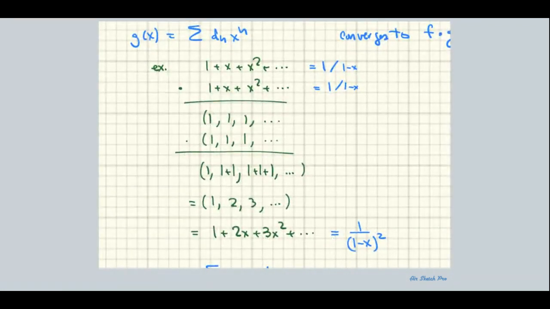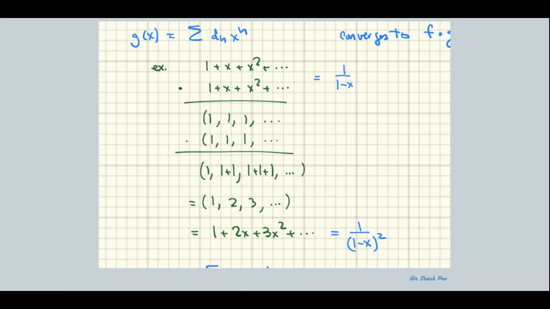So we had 1 over 1 minus x on the top, right? And if I multiply 1 over 1 minus x, the series, by the series for itself again, I'll get the series for 1 over 1 minus x squared, which is pretty cool. So you've got a series that just multiplies these together.